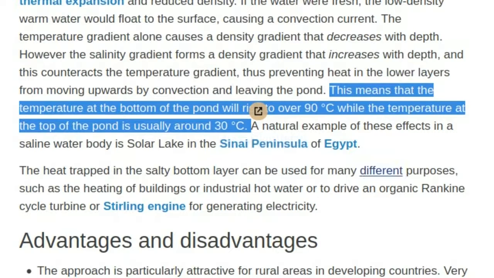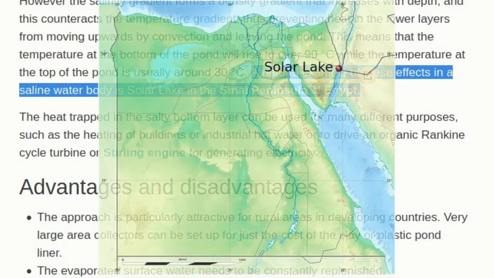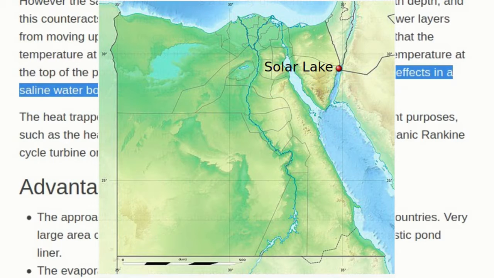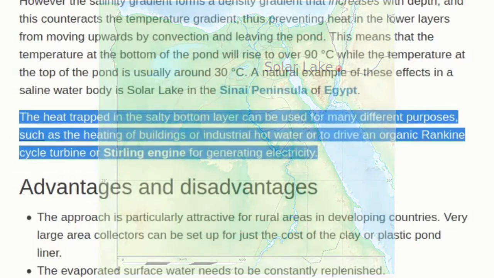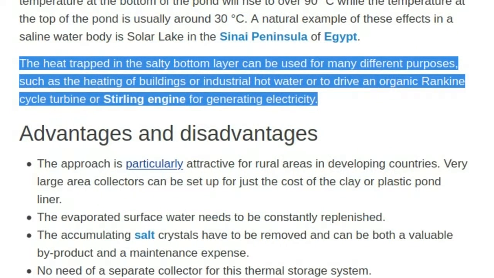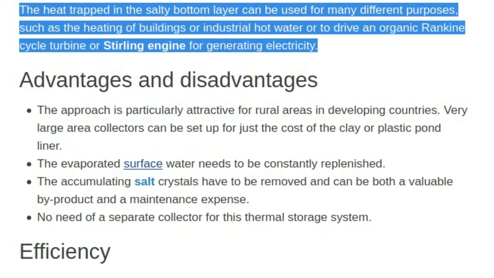This means that the temperature at the bottom of the pond will rise to over 90 degrees Celsius, while the temperature at the top of the pond is usually around 30 degrees Celsius. A natural example of these effects in a saline water body is Solar Lake in the Sinai Peninsula of Egypt. The heat trapped in the salty bottom layer can be used for many different purposes, such as the heating of buildings or industrial hot water, or to drive an organic Rankine cycle turbine or Stirling engine for generating electricity.